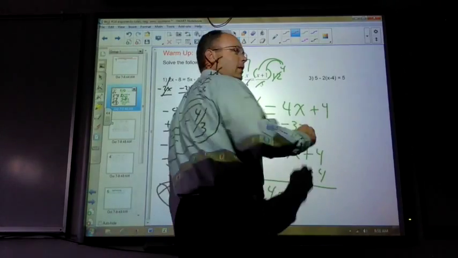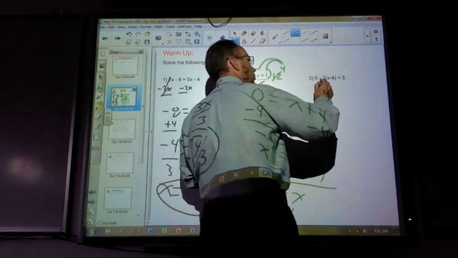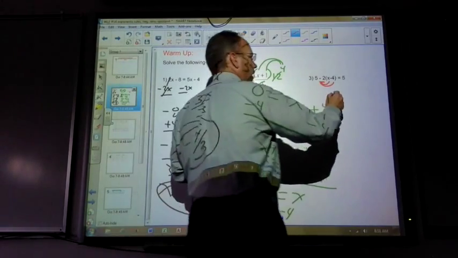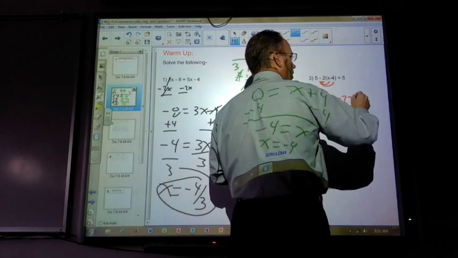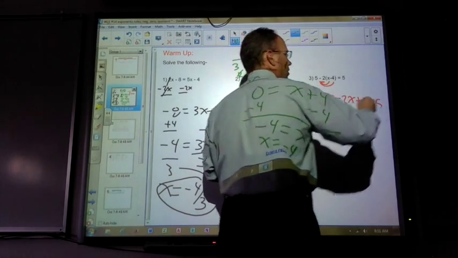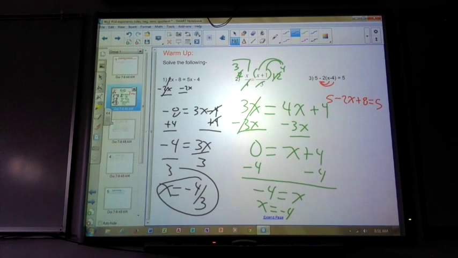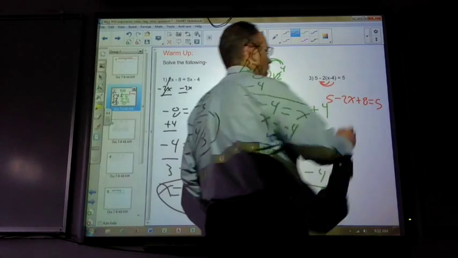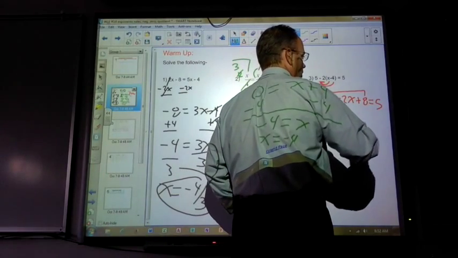All right, so some of you are going, oh, I'm going to do it one way. This is the way we're going to go right now. We're going to distribute the negative 2 to both. So I get negative 2x plus 8 plus 5 equals 5. Some of you sitting there looking puzzled, going, I was going to do it a different way. Your order of operations would be out if you went 5 minus 2. So make sure you distribute the negative 2 over the parentheses. Negative 2 times x is negative 2x. Negative 2 times negative 4 is positive 8. All right. Combining like terms. 8 and 5, that's 13 minus 2x equals 5.